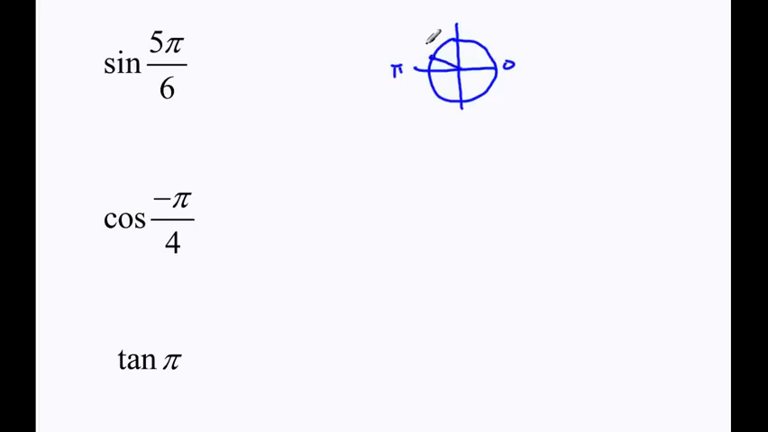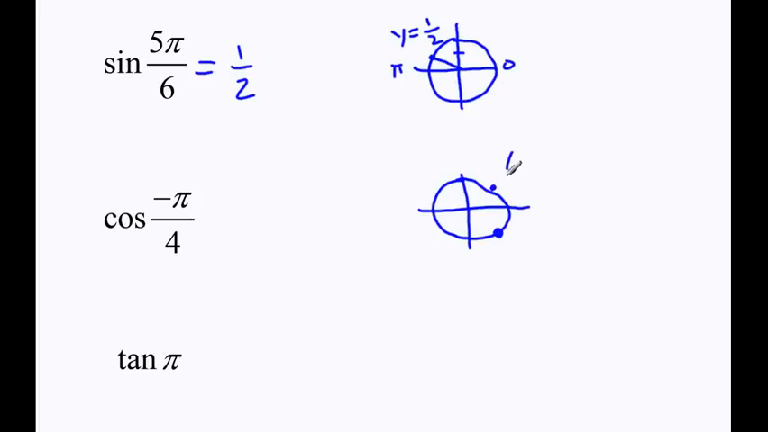Sine is my y, and my y goes up. I can see, oh yeah, I'm going halfway up. Y equals 1/2. So this is 1/2. All right, cosine of negative pi over 4. So for negative pi over 4, I am going around this way in the opposite direction, 1/4 of the way to pi, but since it's negative, I'm going in the opposite direction.